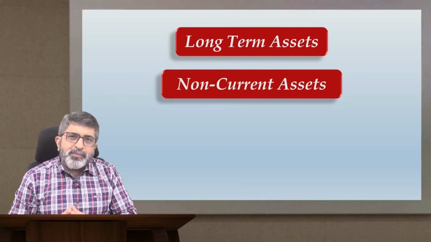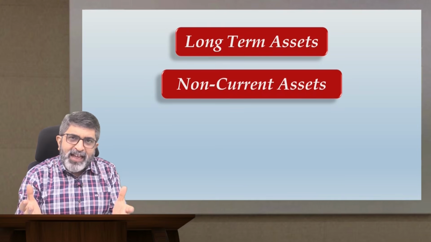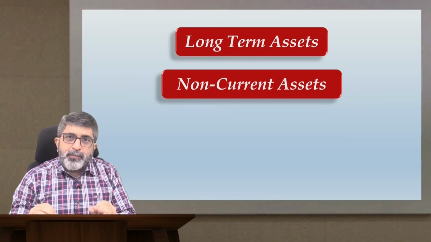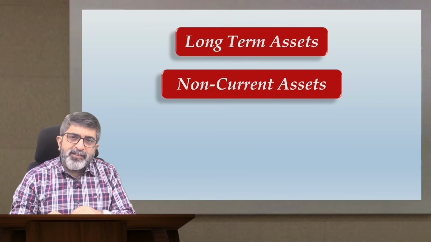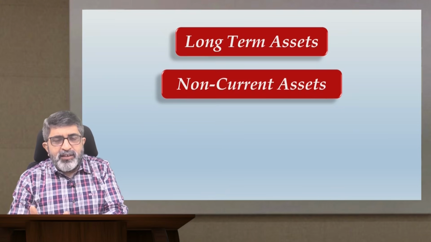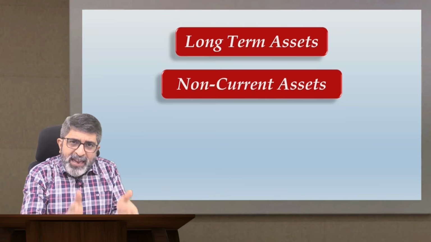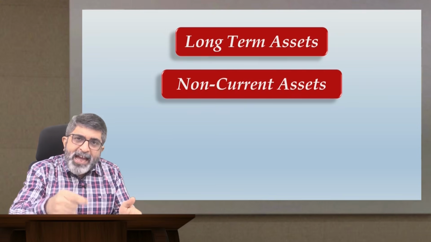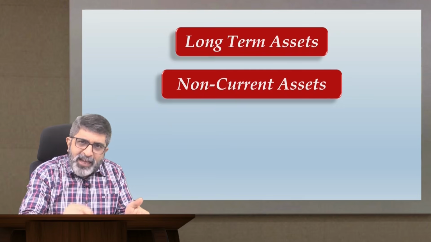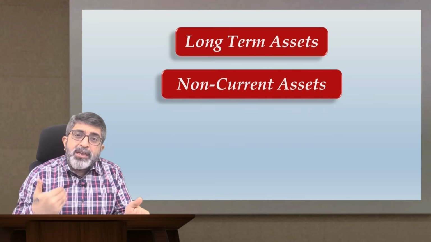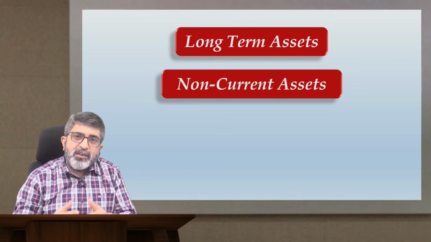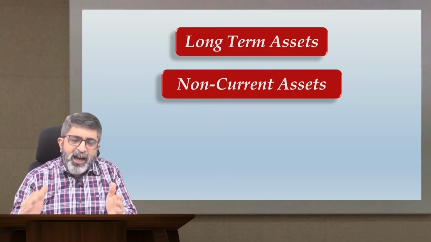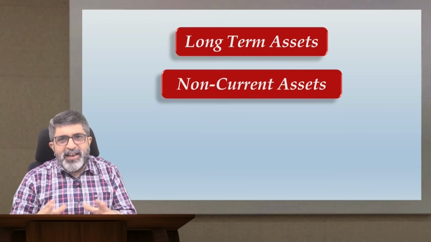So the traditional way of identifying these assets was long-term assets. Now in the modern terminology we have primarily two categories of assets: current assets and non-current assets. Assets which are expected to be held or consumed within 12 months from the date of their acquisition, these are current assets. Assets which are expected to be used for a period longer than 12 months are non-current assets. So all long-term assets are now termed as non-current assets.